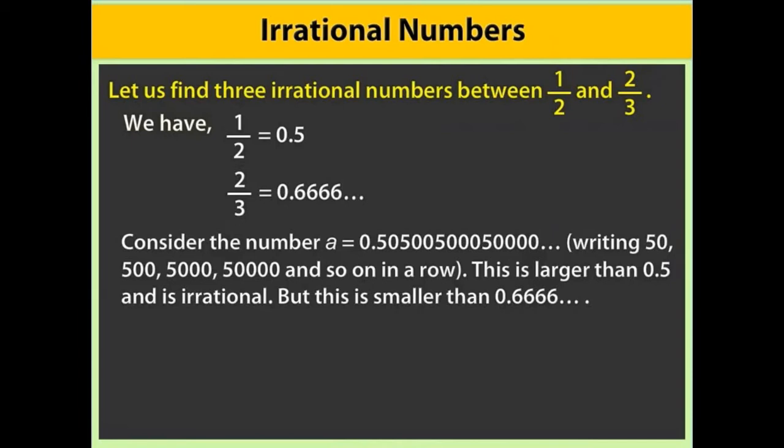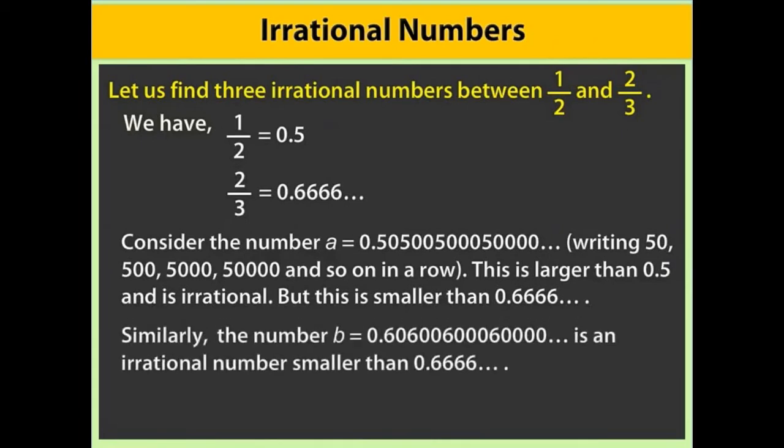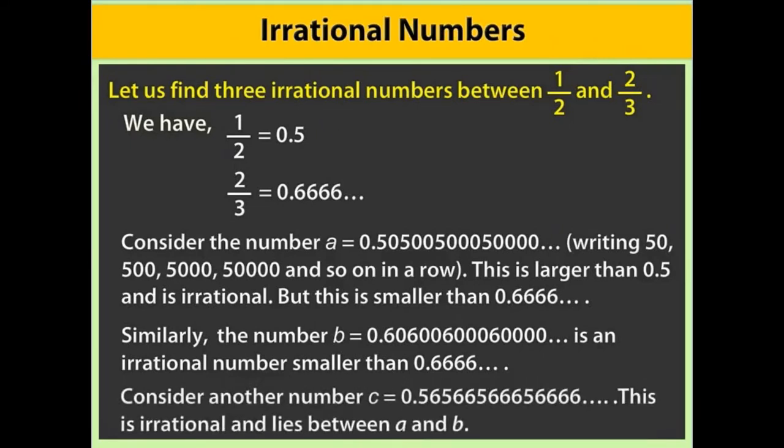But this is smaller than 0.6666 and so on. Similarly, the number B is equal to 0.60600600000000 and so on is an irrational number smaller than 0.6666 and so on. Consider another number C is equal to 0.565665666566666 and so on. This is irrational and lies between A and B.